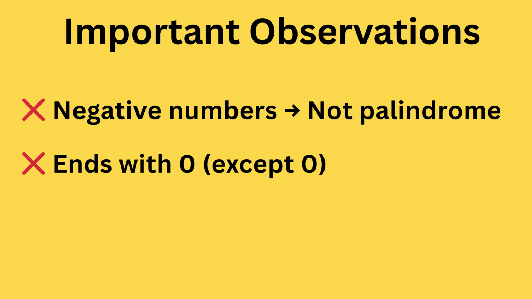Negative numbers can never be palindromes because of the minus sign. Also, numbers ending with 0 cannot be palindromes unless the number itself is 0.